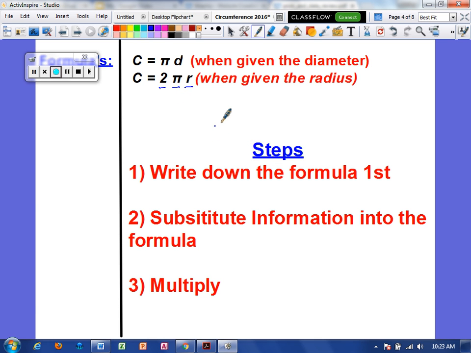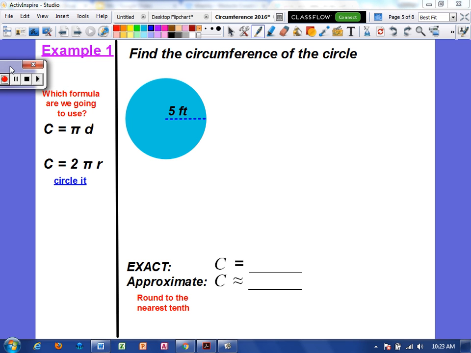So your steps, you're going to write down the formula first that you need based on whether they gave you a radius or a diameter. Then you're going to substitute information into the formula, and then you're going to just multiply. Okay, so let's do some examples together. Example 1, we're going to find the circumference of this circle.